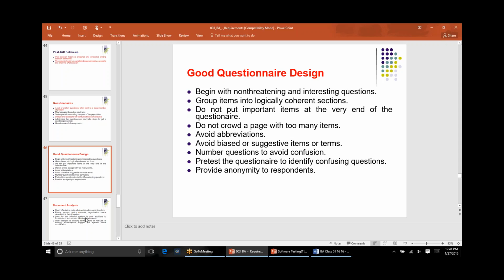Good questionnaire design. Questionnaires, as we say, should be simple, self-explanatory, to the point, explicit, and detailed. And that is an example of a good questionnaire design.